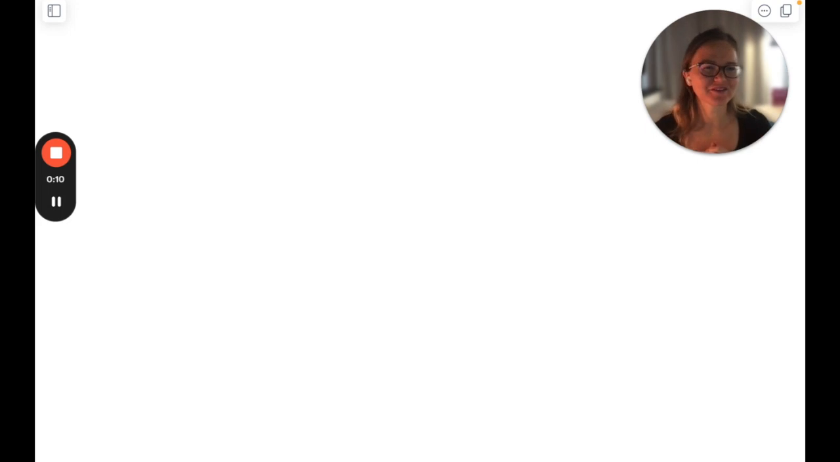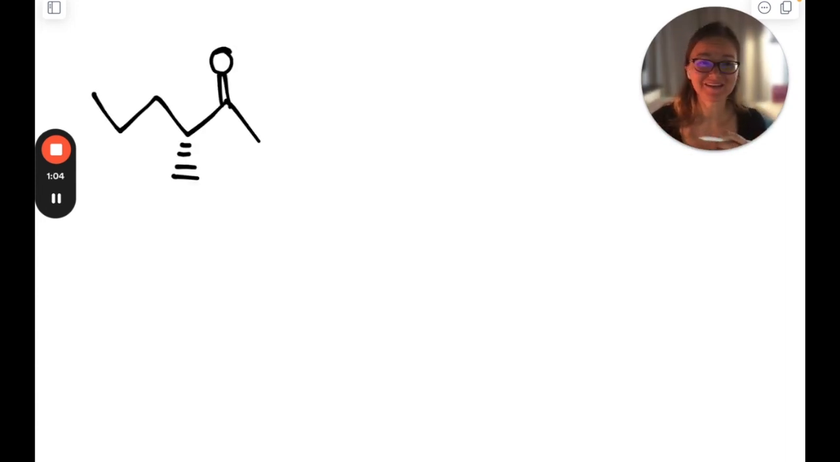The last thing we need to consider when naming molecules with aldehydes and ketones is the possibility of having R or S isomers. Now, what does that mean? Let's say I have a molecule with a ketone like this.